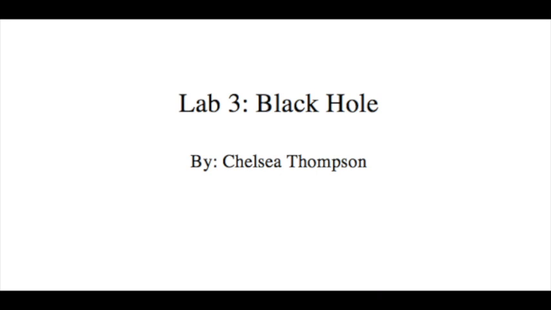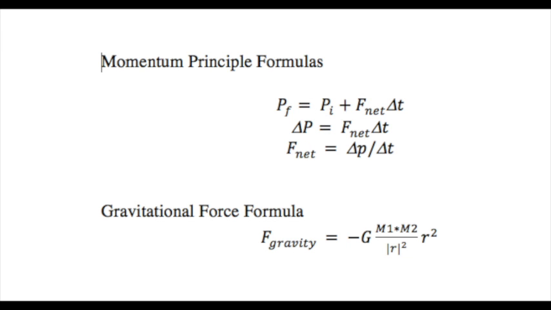The purpose of this lab was to look at the motion of a star and use that information to determine the mass of a black hole. To do this, we used two physics concepts: first the momentum principle, and next the gravitational force formula. Through these relationships, we were able to identify the mass of a black hole through the computational model that I will walk through in this lab video. Below are the momentum principle formulas and the gravitational force formula.